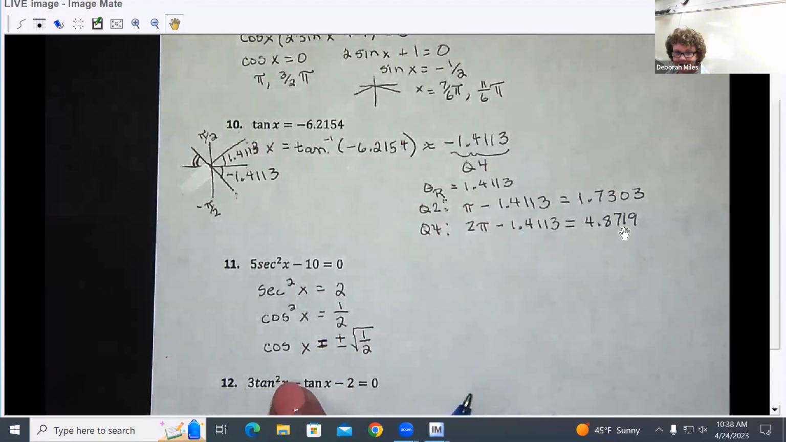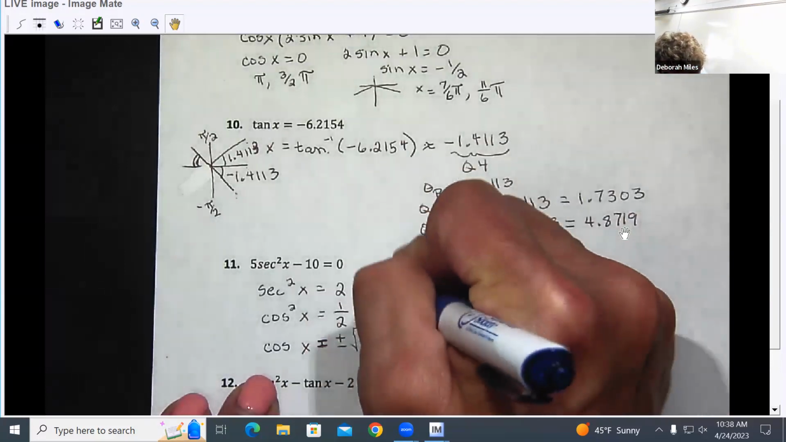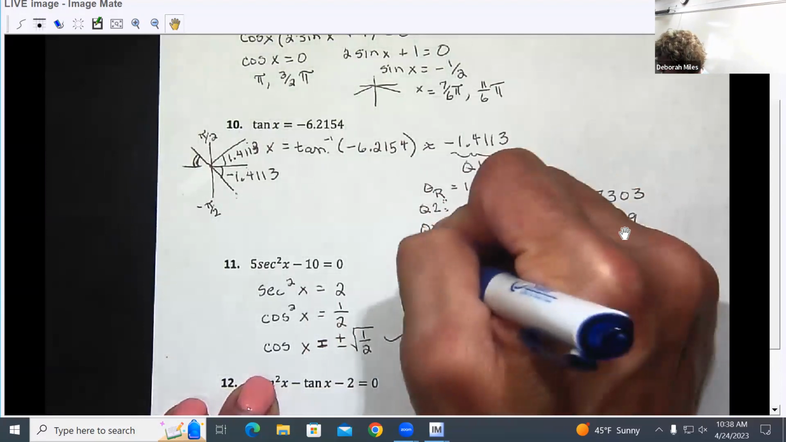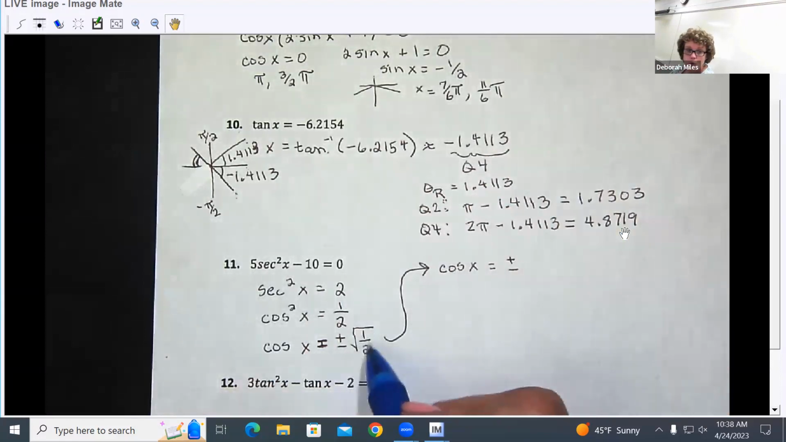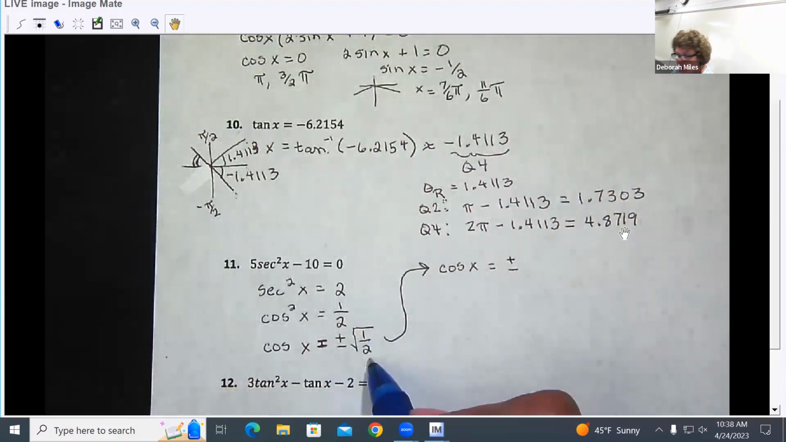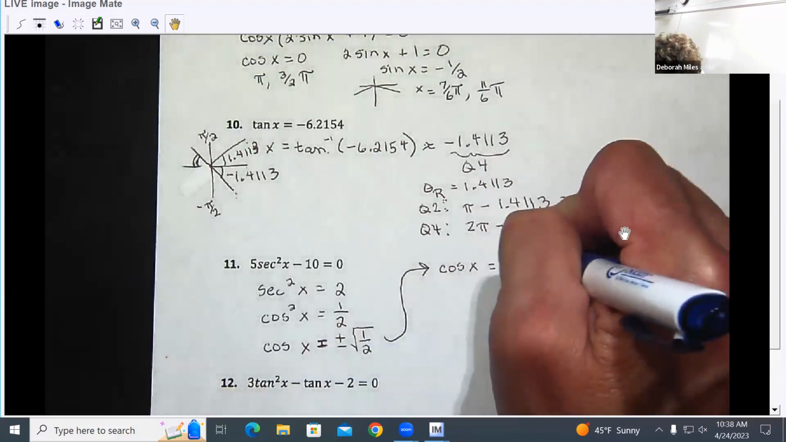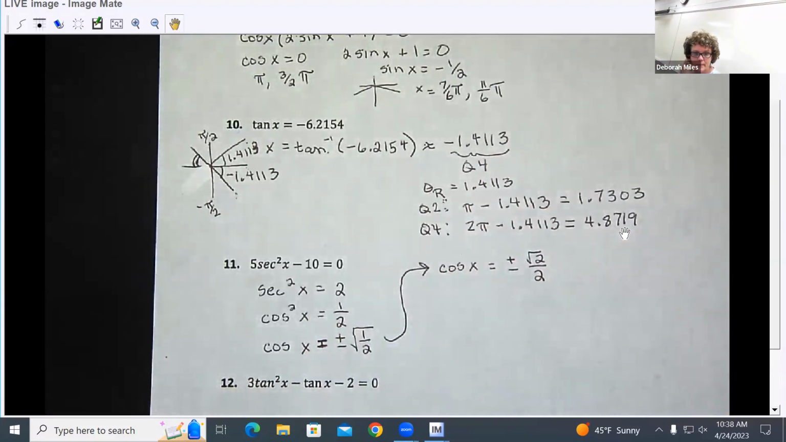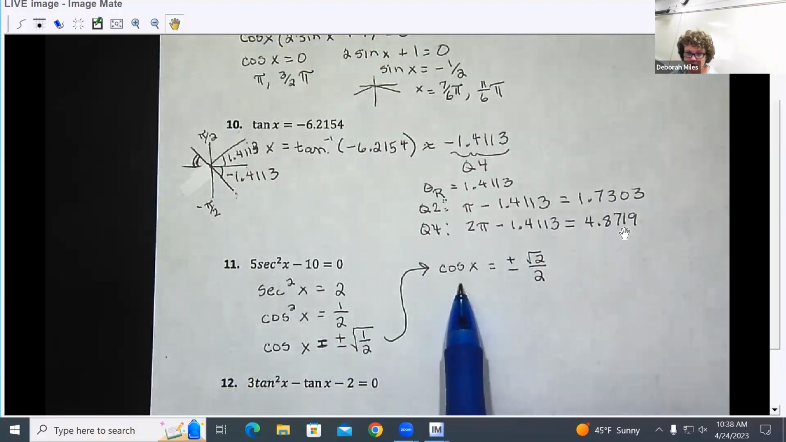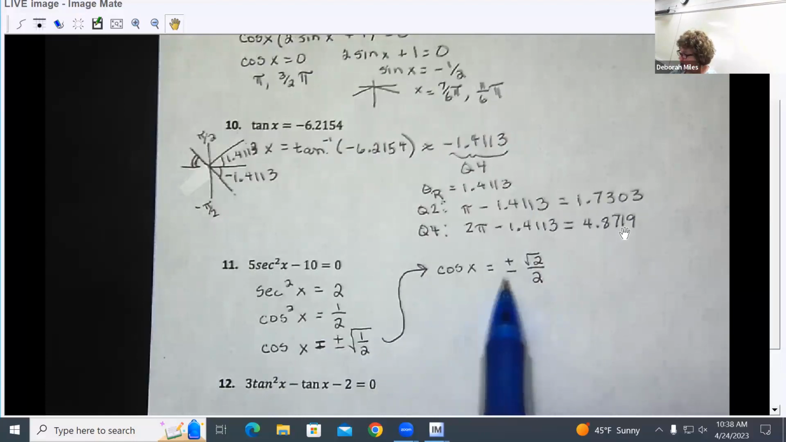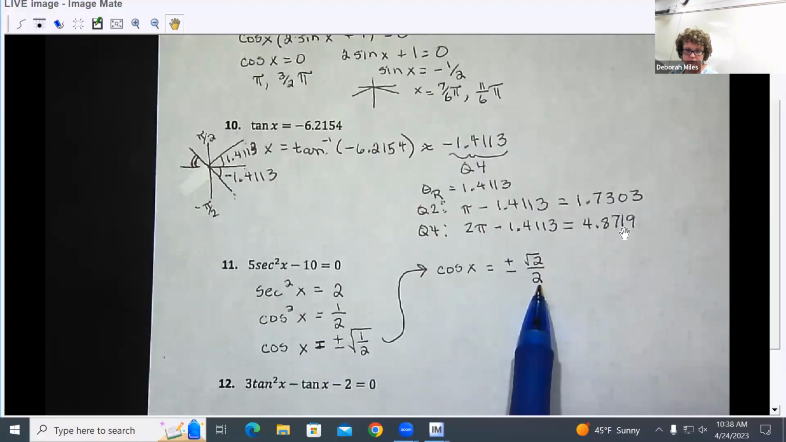So I have cosine x is plus or minus square root of a half. And I know I can write that square root of a half as 1 over square root of 2, or when I rationalize it, that's square root of 2 over 2. How many times in one revolution of the unit circle is cosine either positive or negative square root of 2 over 2? Well, 4 times. It happens once in each quadrant at the quarter pies.